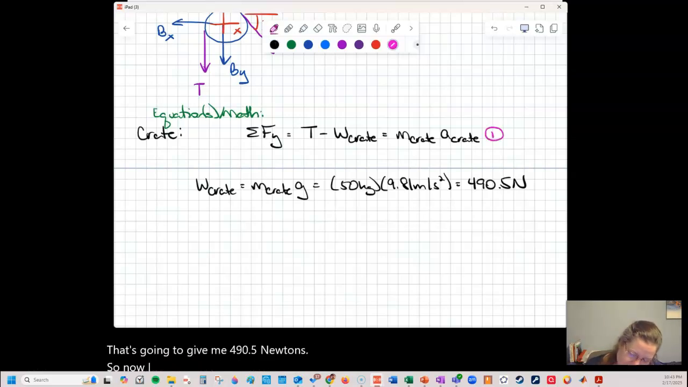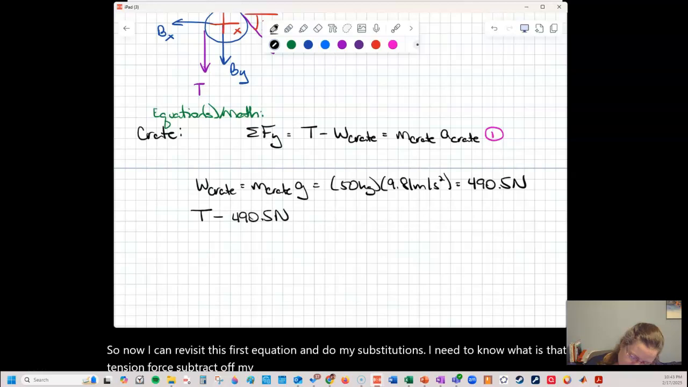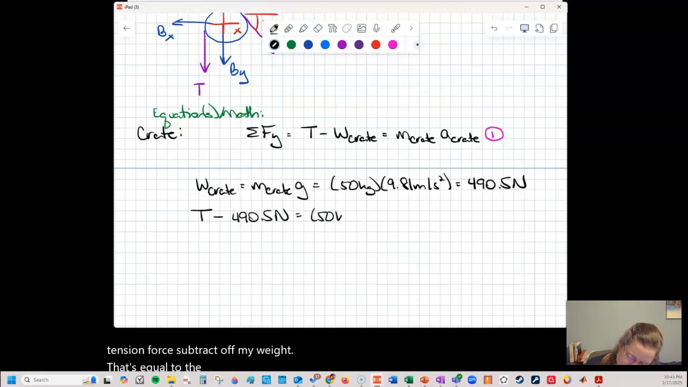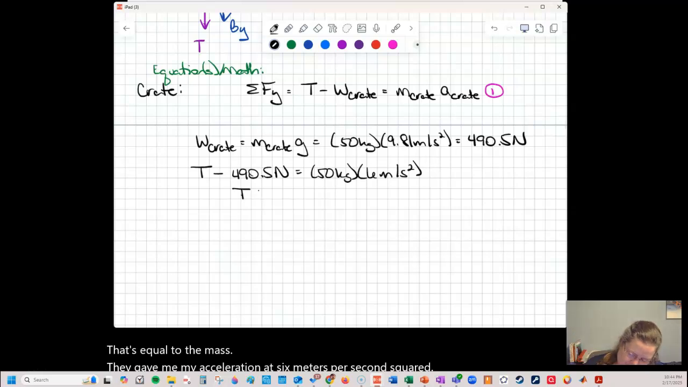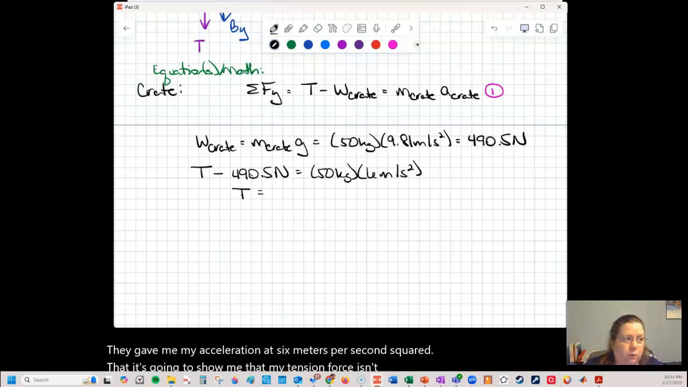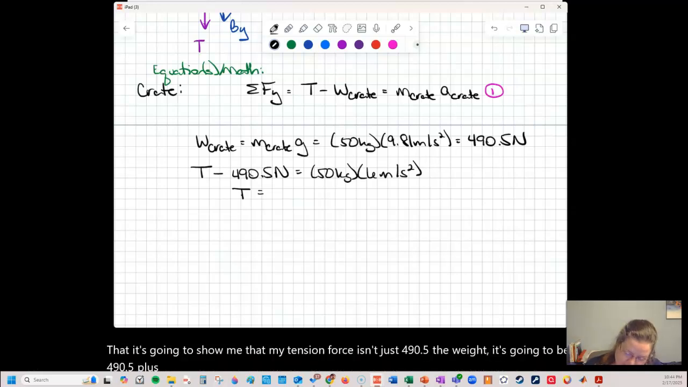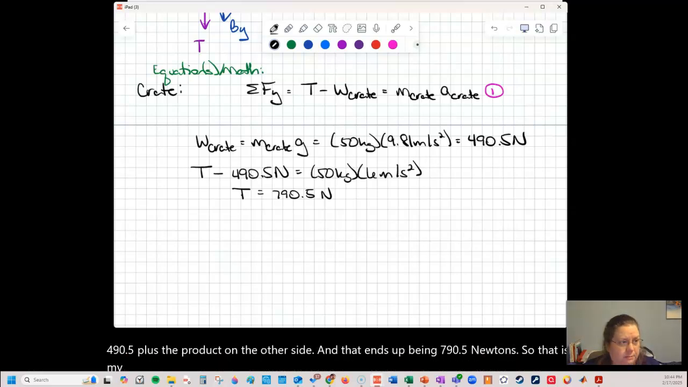So now I can revisit this first equation and do my substitutions. I need to know what is that tension force. Subtract off my weight. That's equal to the mass. They gave me my acceleration as 6 meters per second squared. That is going to show me that my tension force isn't just 490.5, the weight. It's going to be 490.5 plus the product on the other side, and that ends up being 790.5 newtons. So that is my tension force.